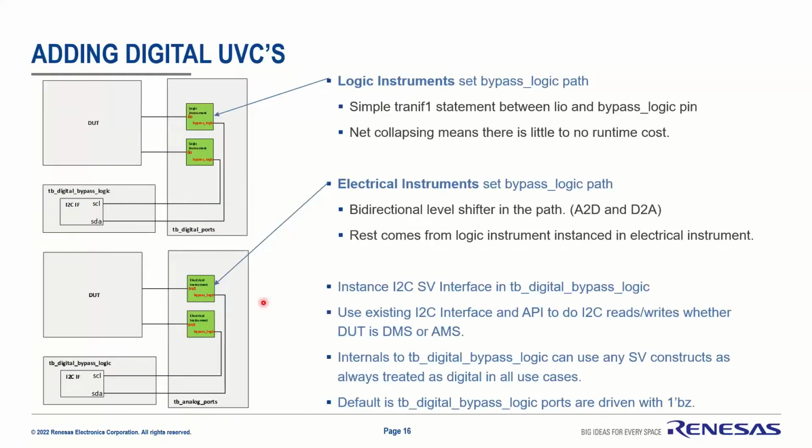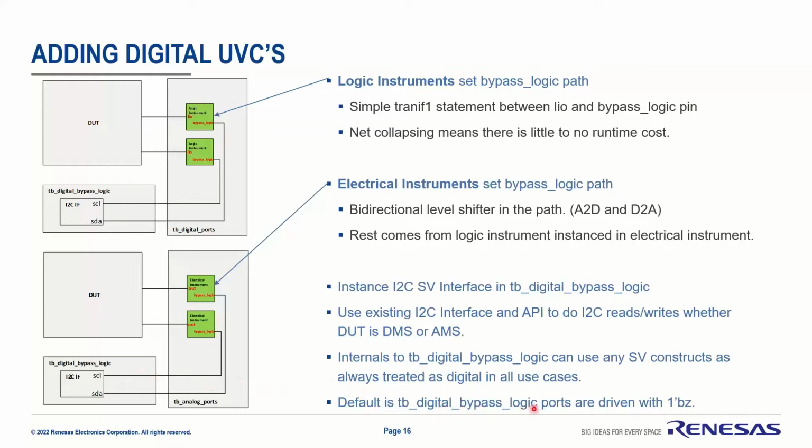So how would I attach a UVC? In the logic instrument, I set the bypass logic. Cost-wise, there's not much. It does net collapsing, so I just hook your I2C up to the individual bypass pins and it all works. I can do exactly the same if it's an electrical instrument. Say that those pins are modeled as DMS. I can do exactly the same here, and that all works fine. And I'm basically instantiating the I2C in a pure digital domain, and I haven't got to worry about the abstraction of the DUT.